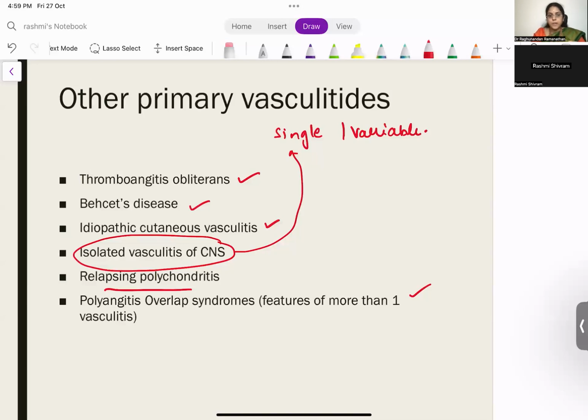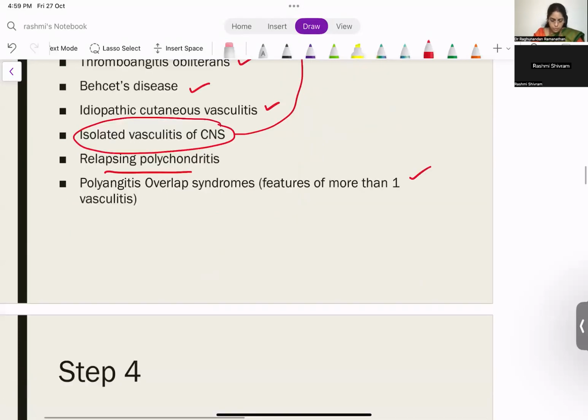So apart from the vessels which are involved, large vessels, medium vessel and small vessel, you can also have a single vessel presentation or a variable vessel presentation also, right? So this is very important for you to remember.